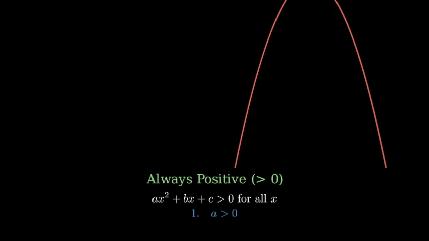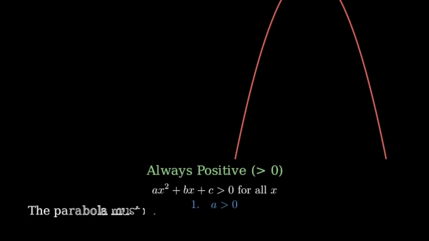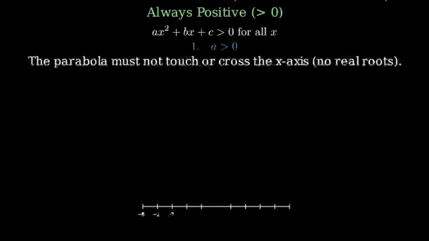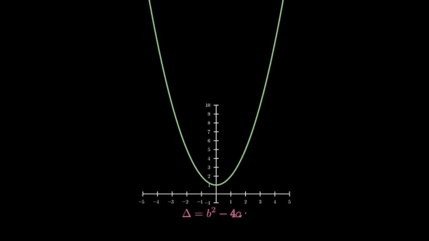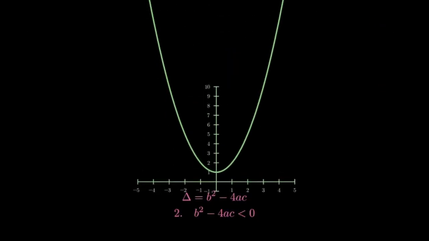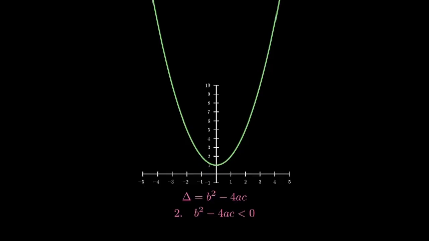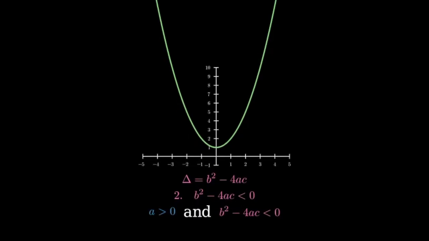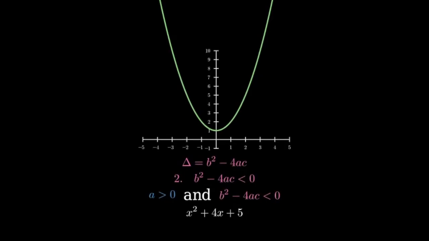The number of real roots is determined by the discriminant, which is b squared minus 4ac. For no real roots, the discriminant must be negative. So, for a quadratic to be always positive, a must be greater than 0, and the discriminant must be less than 0. Let's look at an example: x squared plus 4x plus 5.